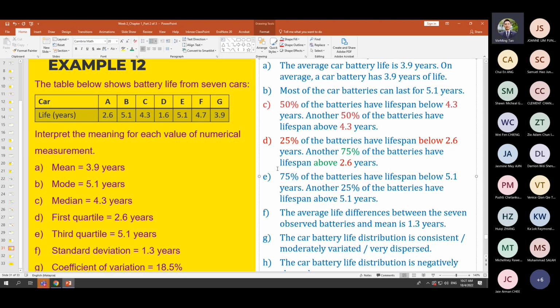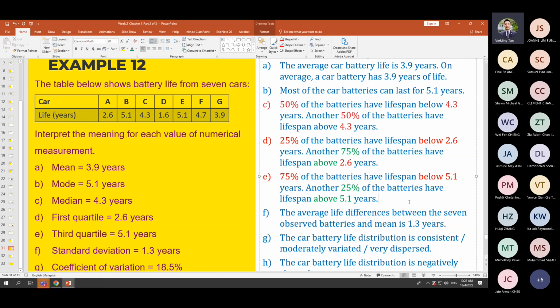Okay, how about Q3? 5.1 years. To interpret the value of the third quartile, we always start with 75%. Now I use red color. 75% of the batteries have a lifespan below 5.1 years. And the remaining 25%, I use green color, have a lifespan above 5.1 years. So for Q3 it is 75% less than, 25% more than the Q3 figure. This is the sentence you can use to interpret the value of Q3.